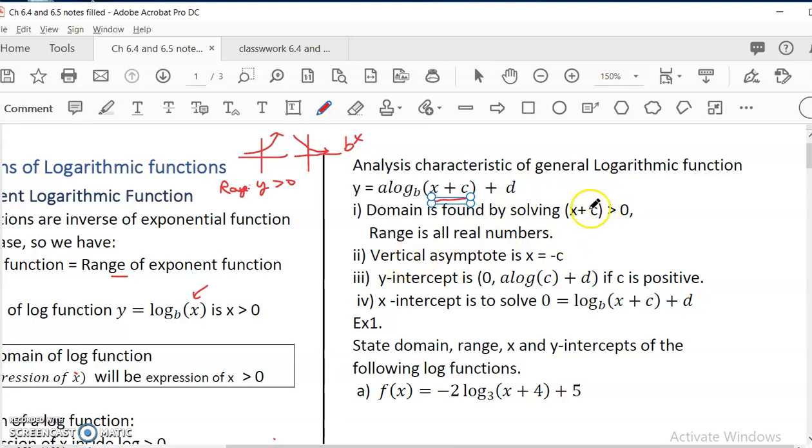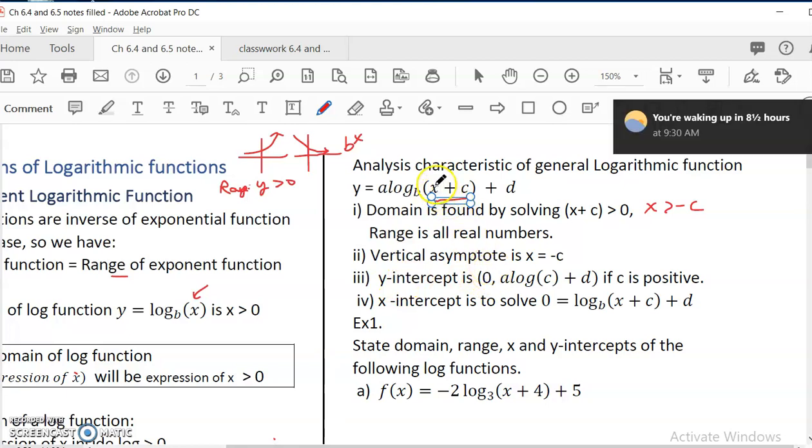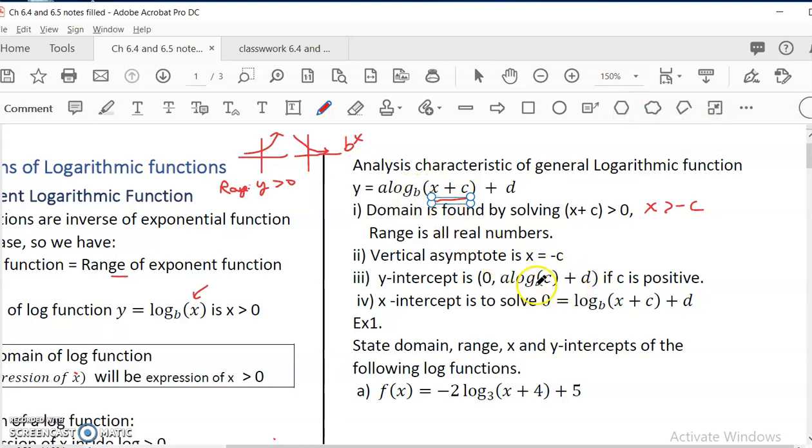The vertical asymptote is the boundary of c. If you solve this, x is greater than negative c, so the vertical asymptote is the boundary x equals negative c. Whenever you graph something, you want to find the x-intercept and y-intercept. The y-intercept is easier, because you just plug in x equals 0 and get a log of c plus d. If c is a positive number, you have a y-intercept. If it is undefined, then you don't have a y-intercept, since it does not exist.